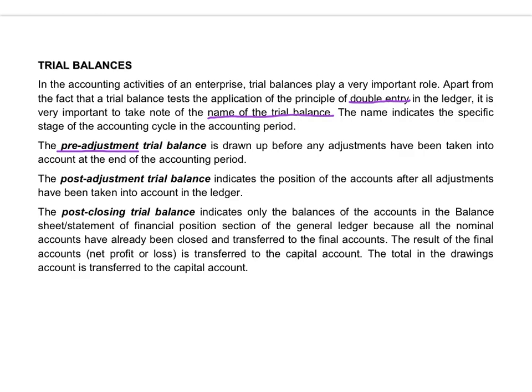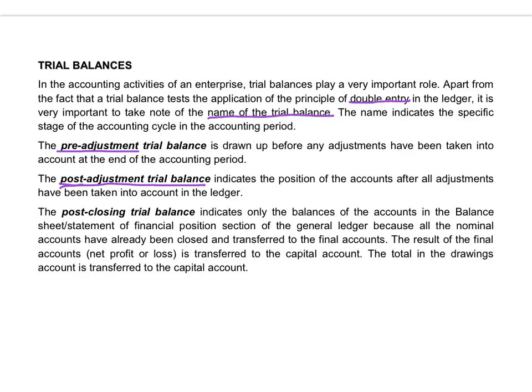Then we will do corrections of errors. We will do any additional entries that were not completed in time. So we will prepare all the adjustments that are necessary in a specific exercise. And after we completed all those adjustments, we will do a post-adjustment trial balance. Post means after the adjustments were done. And that means now we've taken all the adjustments into account as well.